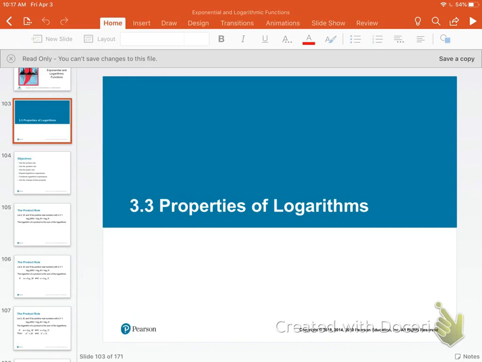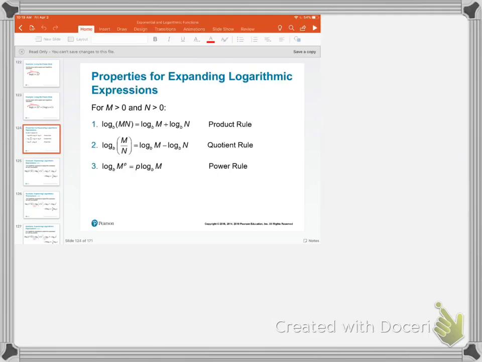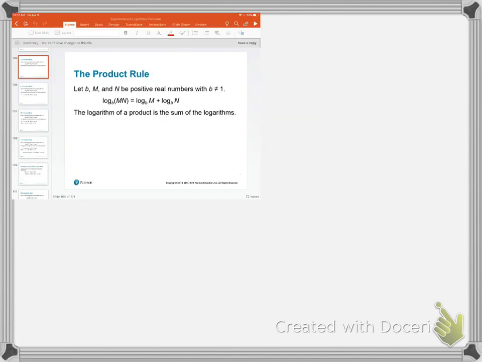Okay, the third part of log is the properties of log functions. There are three properties: product rule, quotient rule, and power rule. Let's look at the product rule first.